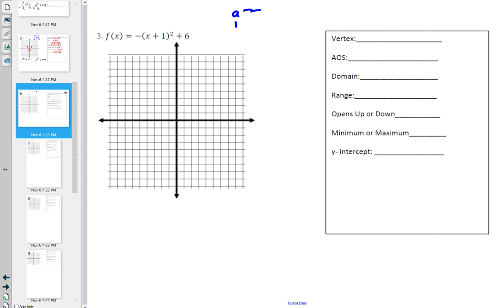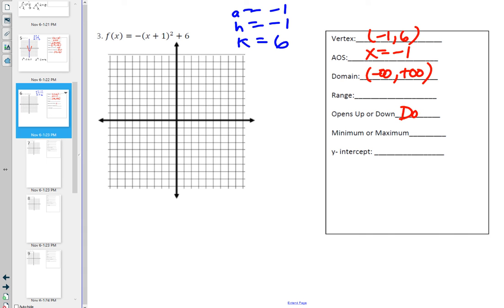A, H, K. What's A here? A is -1, H is -1, and then K is 6. So where is the vertex? It is -1, 6. Axis of symmetry is x equals -1. Domain, negative infinity to positive infinity. Where's my range?